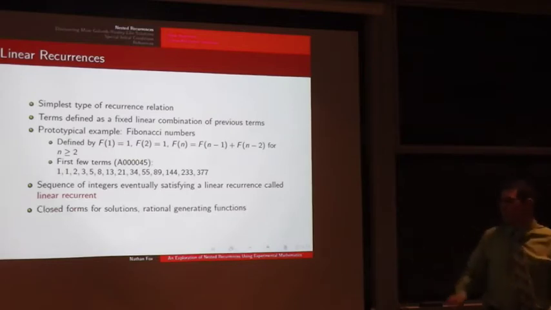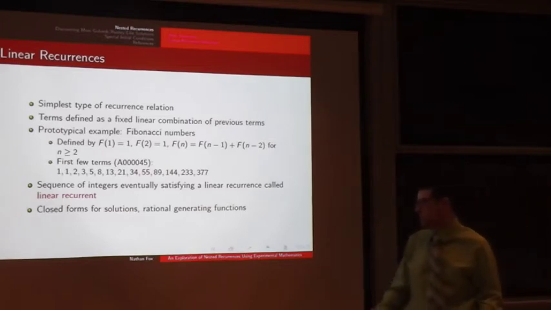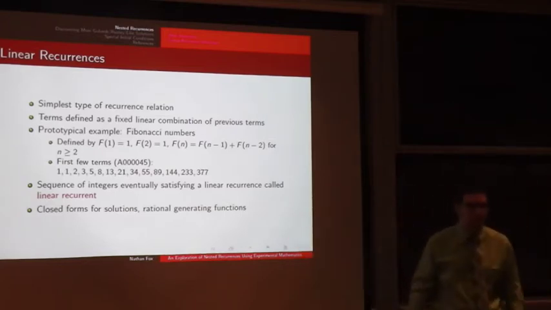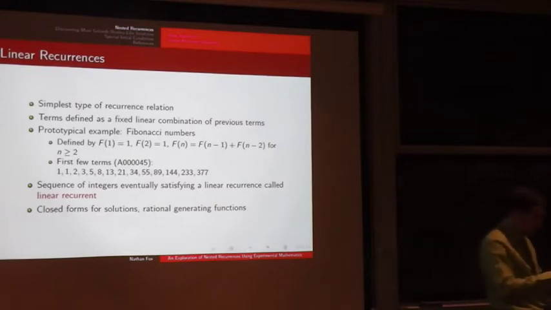These are really well understood. There's a nice way of finding closed forms for solutions of these, and there's an important theorem in combinatorics and recurrence theory that a sequence is linear recurrent if and only if it has a rational ordinary generating function.